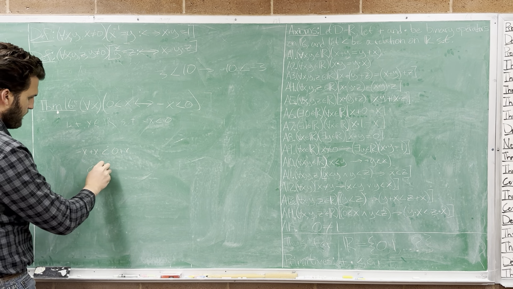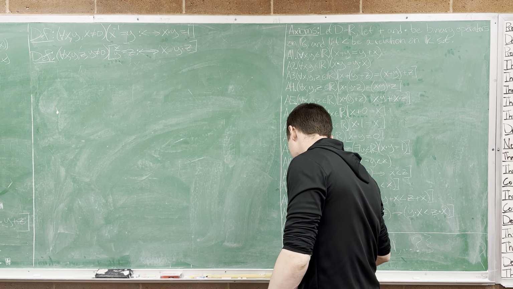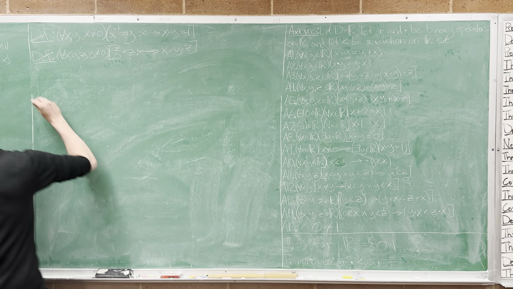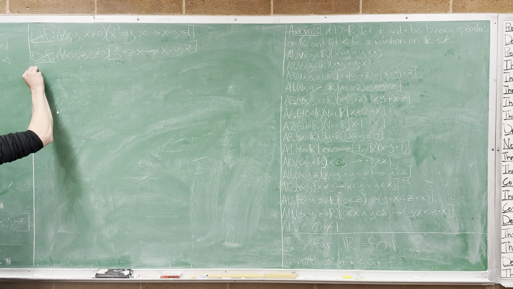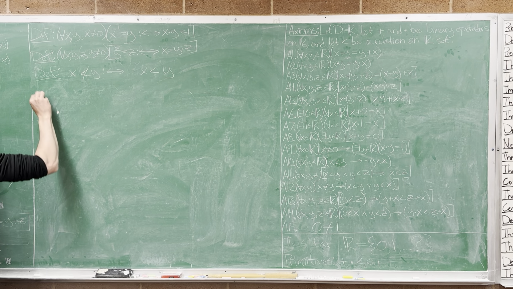All right, next one. You have the definition, right? Simple definition. When we say that x is not less than y, that means that it is not the case that x is less than y. We usually have this line the other way. So, with that definition, we're now going to prove our next theorem.